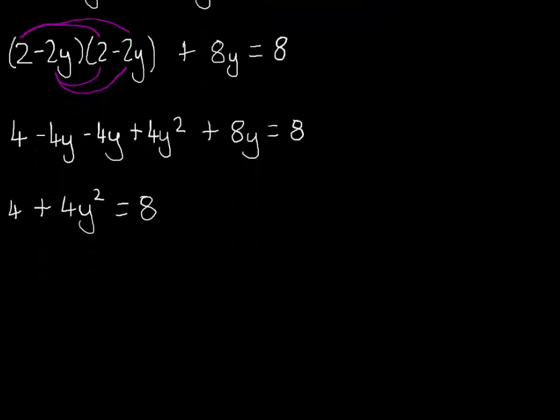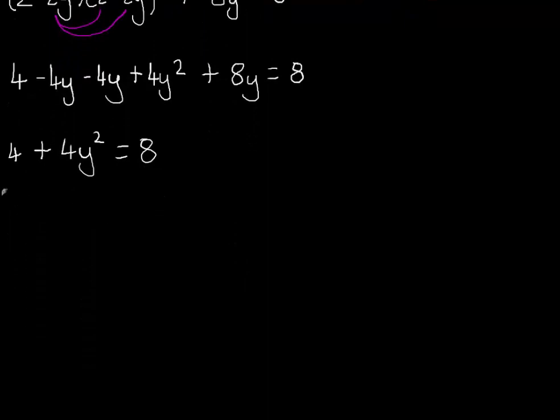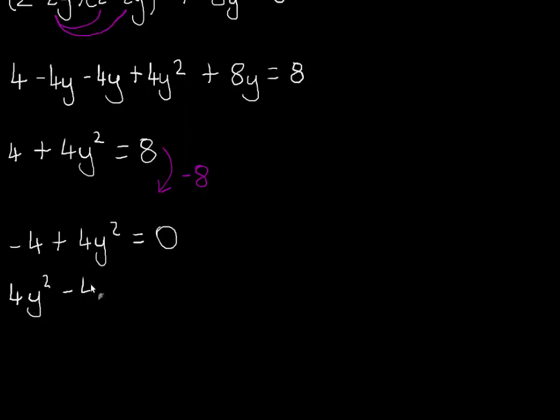Okay, remember we're trying to get it equal to 0. So how would I get this equal to 0? Well, I just need to take away that 8. So I just need to subtract 8 from both sides. If I do that, I will get minus 4 plus 4y squared is equal to 0. Okay. Now, I think that's not the way we would normally write it. We'd normally have the quadratic term first, the squared term first. So I'm going to just rewrite it. All I'm doing is just changing the order. 4y squared minus 4 equals 0, like that.